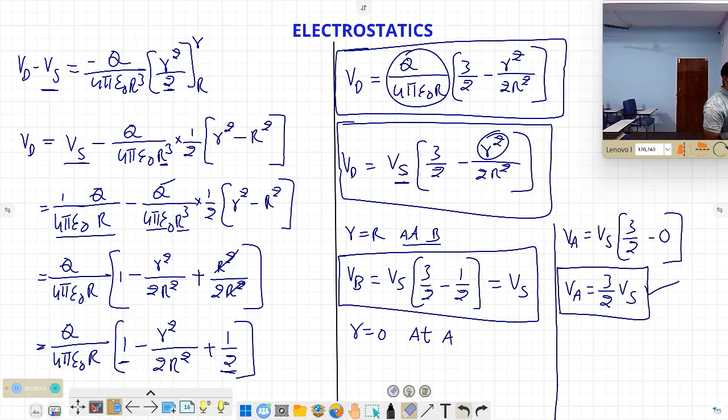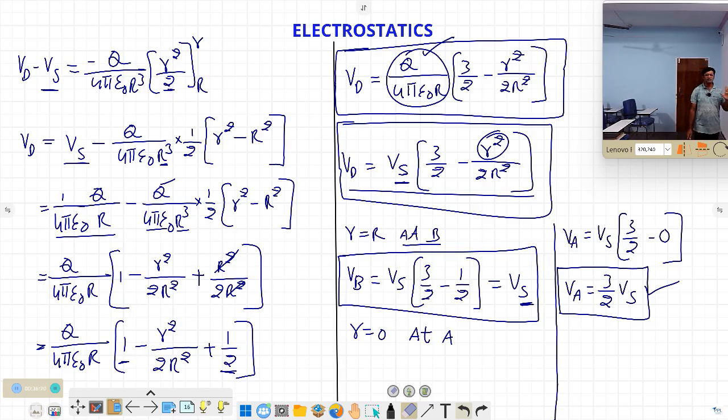Potential at the center is always 3 by 2 times the potential on the surface. As the point is moving from the center to the surface, at any point on the surface, at B point, at D point, this is the potential. And on the surface, what is the potential? On the surface, the potential is already derived. This is the potential on the surface, q by 4 pi epsilon naught, that is Vs. So like that we can express the concept here.